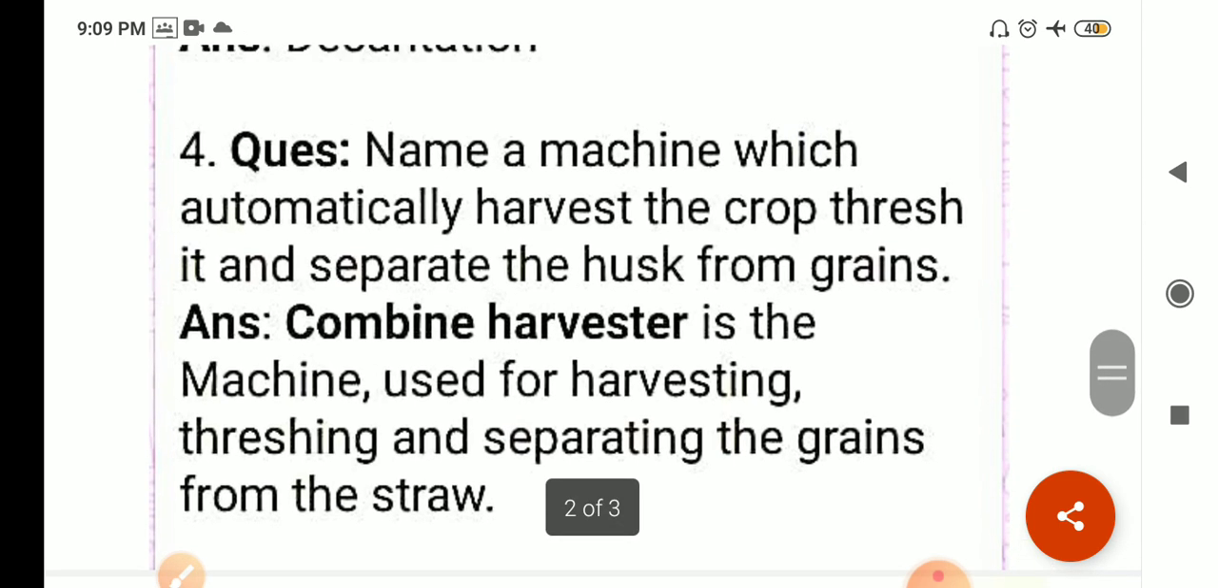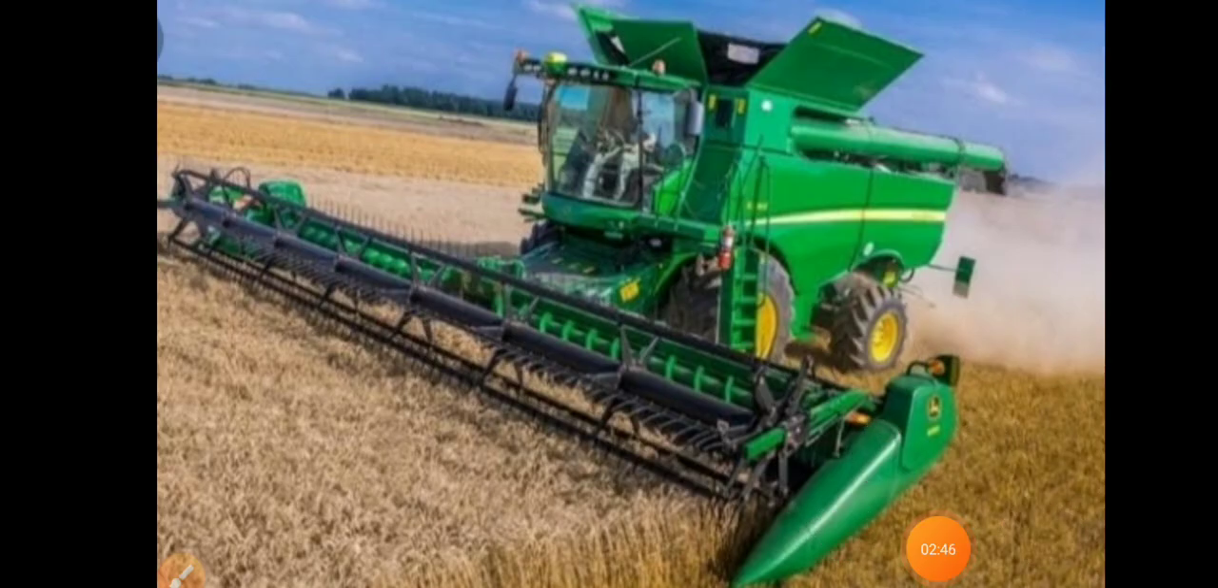Okay, now, fourth question. Name a machine which automatically harvests the crop, threshes it, and separates the husk from the grain. Then, children, that machine is called combined harvester. The name of the machine is combined harvester. This is used for the harvesting, threshing, as well as separating the grains from the straw. I can show you the picture of this machine. This is the picture. You can see in this image, this is combined harvester. It harvests as well as it threshes and separates the husk from the grains, right?